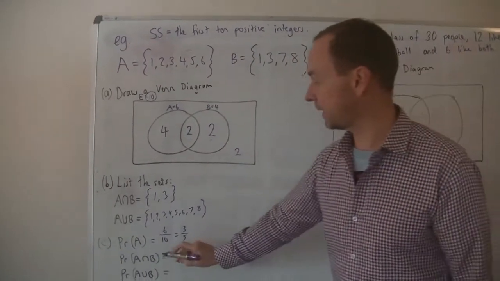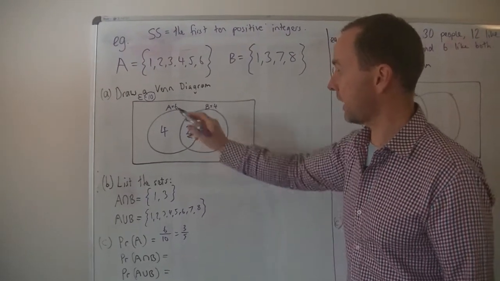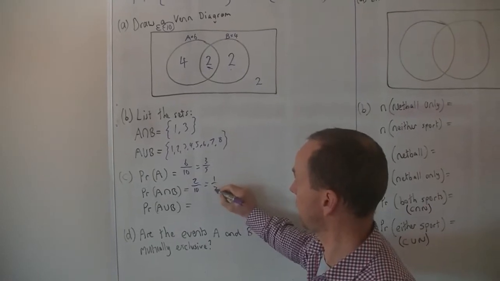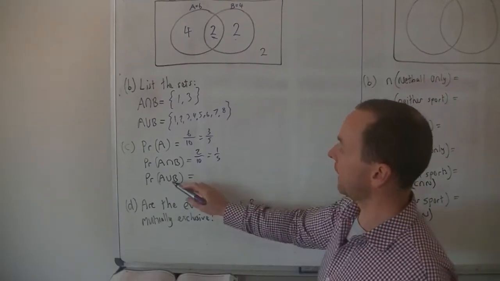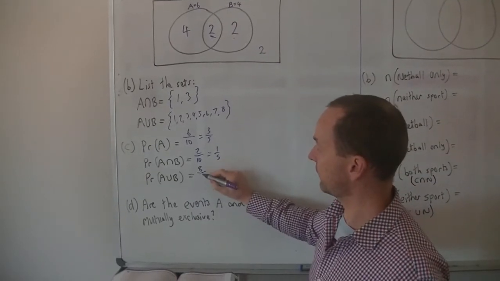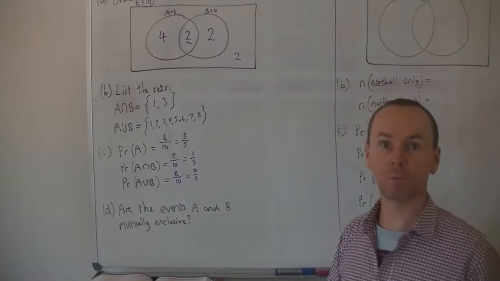Next one, probability of A intersection B. We can see that there's 2 chances out of 10. So we can write 2 out of 10, which simplifies to 1 over 5. And A union B is 4, 5, 6, 7, 8. 8 out of 10, which simplifies to 4 over 5. And we've just finished that.